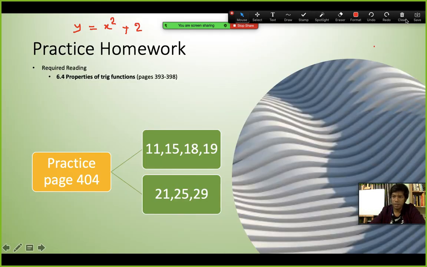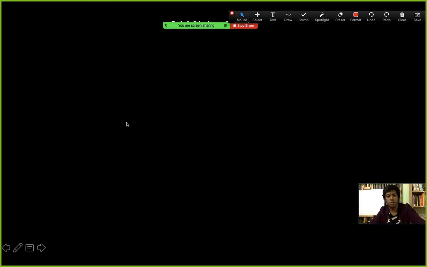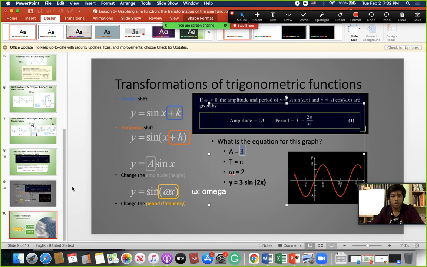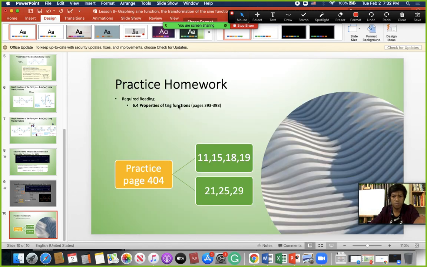All right, and so for this kind of math, try to practice. This is section 4.6.4, graphing sine and cosine functions.